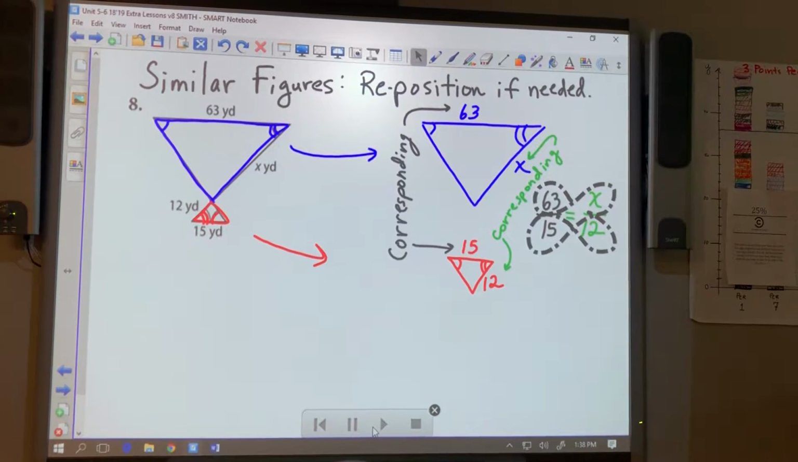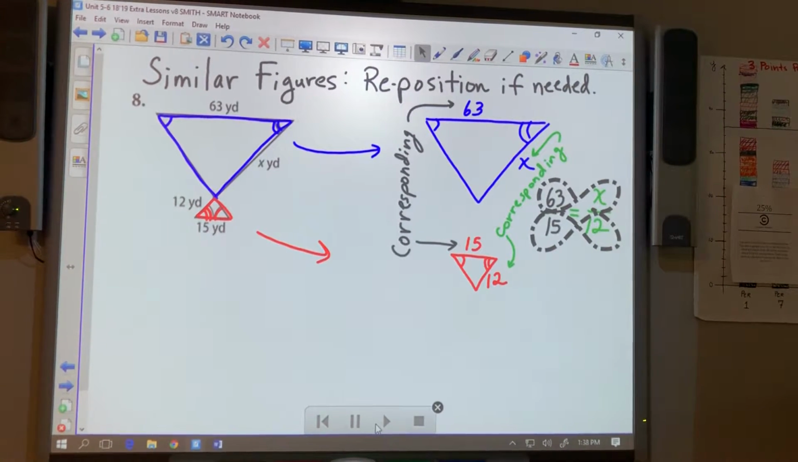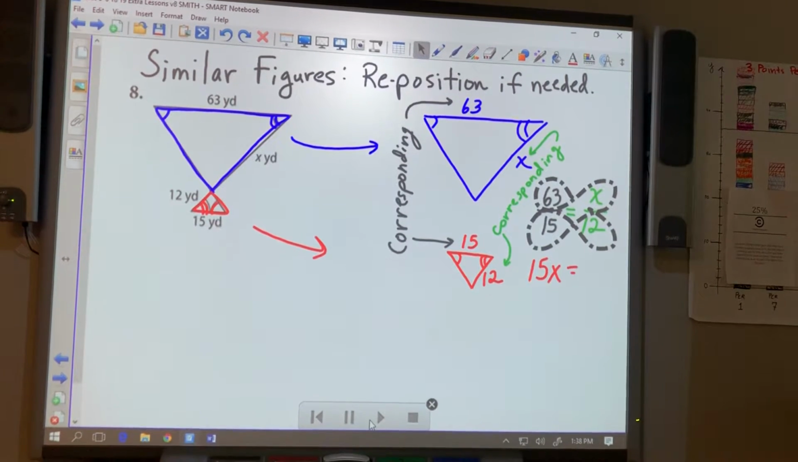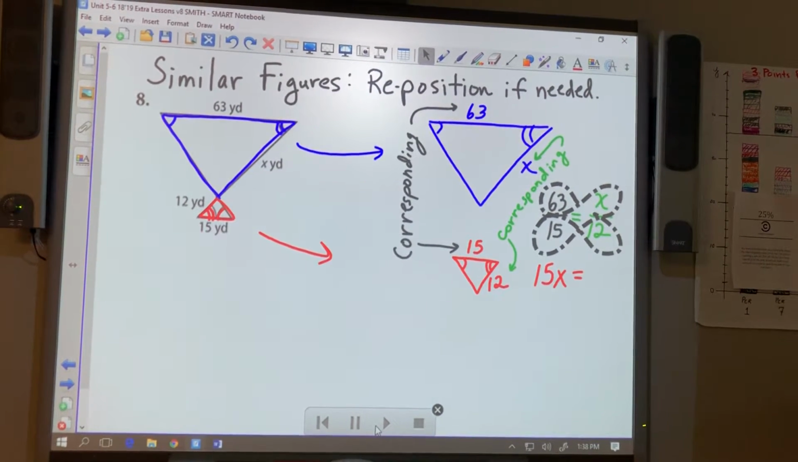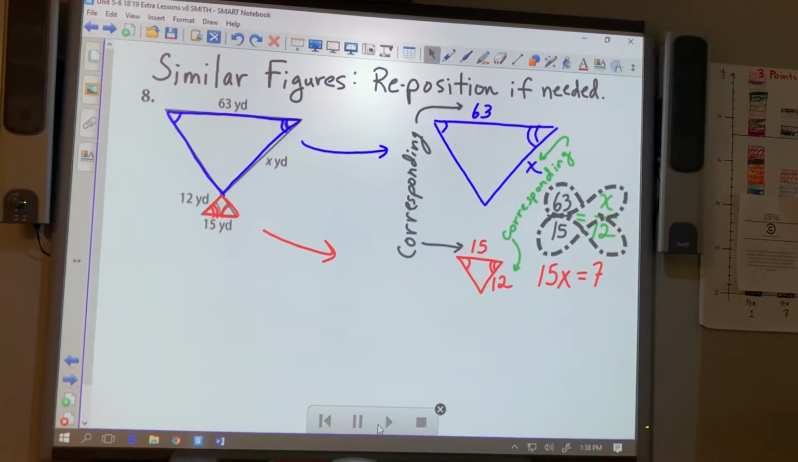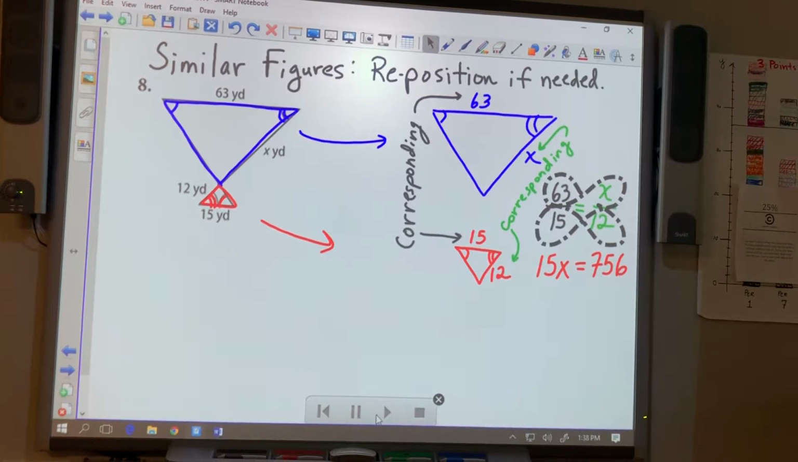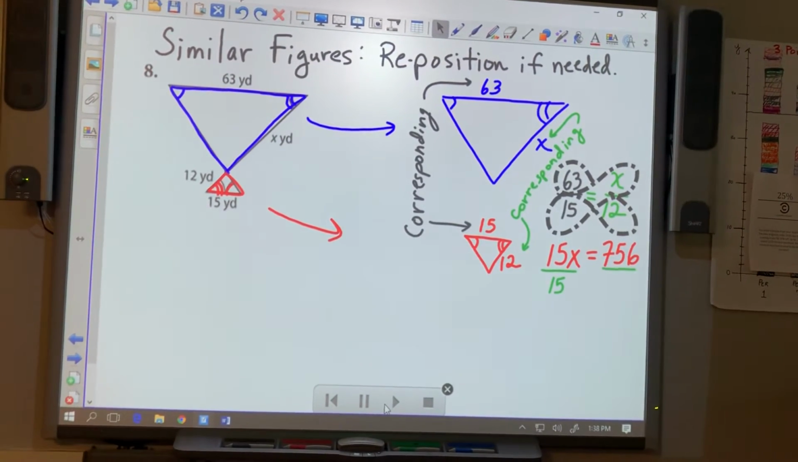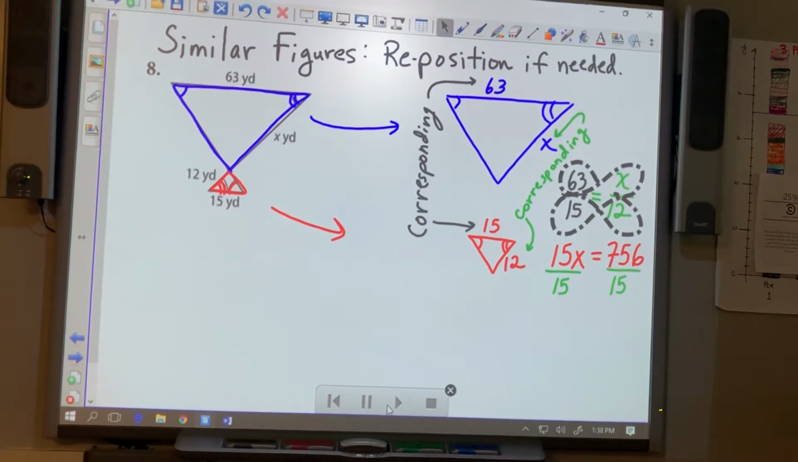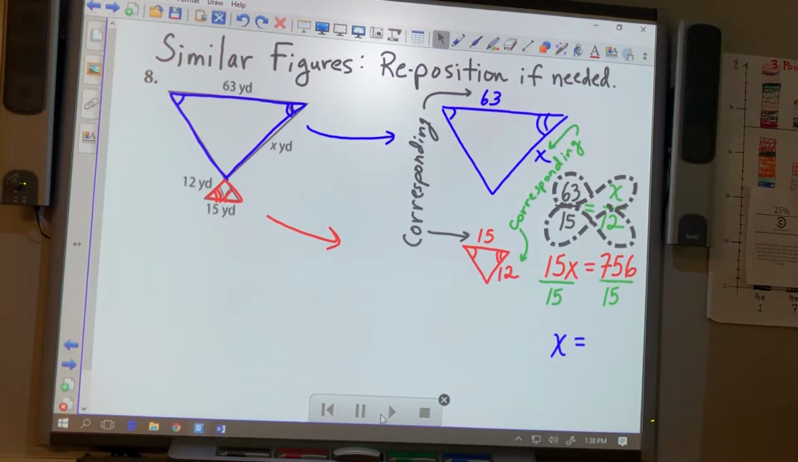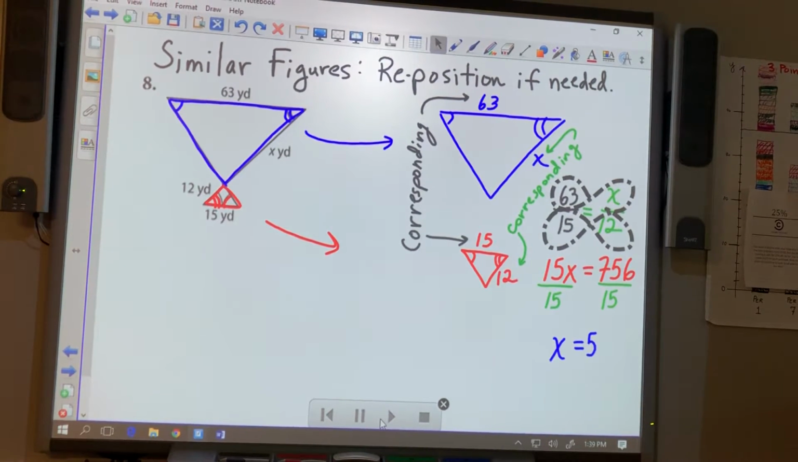So we're going to multiply 15 times x and solve this algebraically. 63 times 12. This is where you might need a calculator. That's fine. And it's just a one-step inverse operation. We divide by 15. X equals 50 and 4/10.